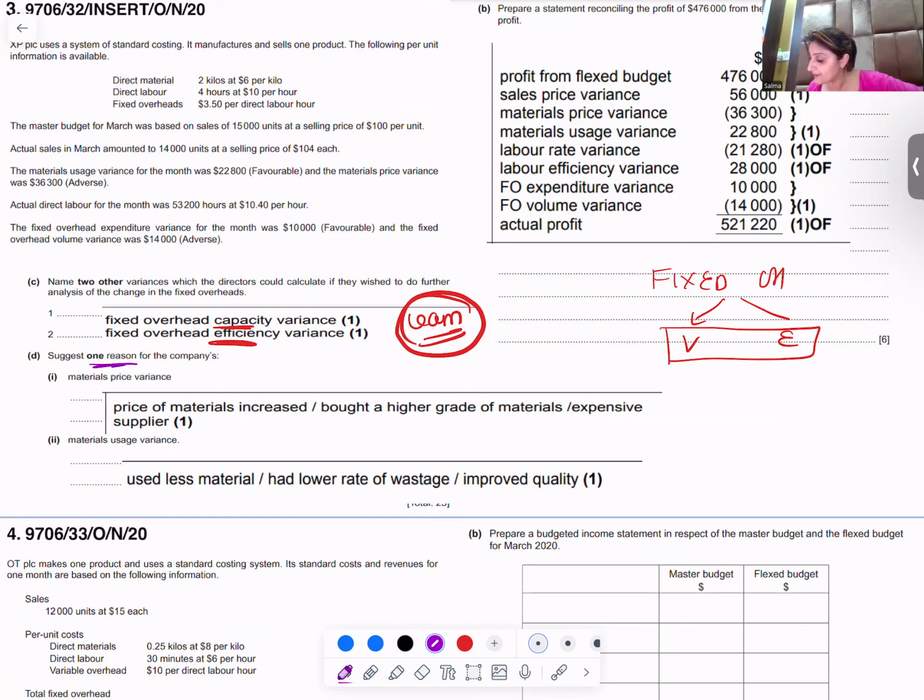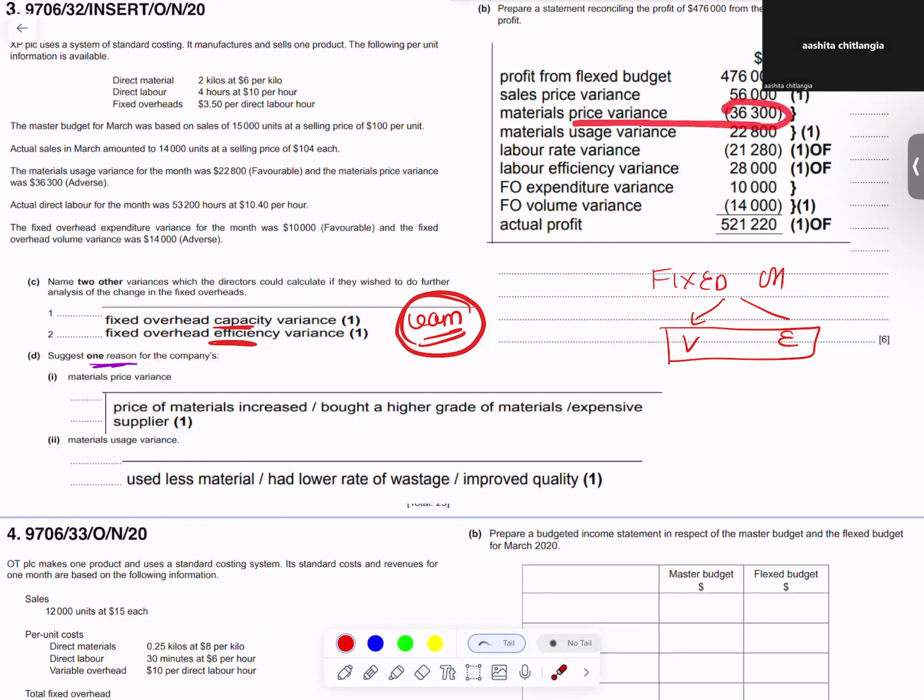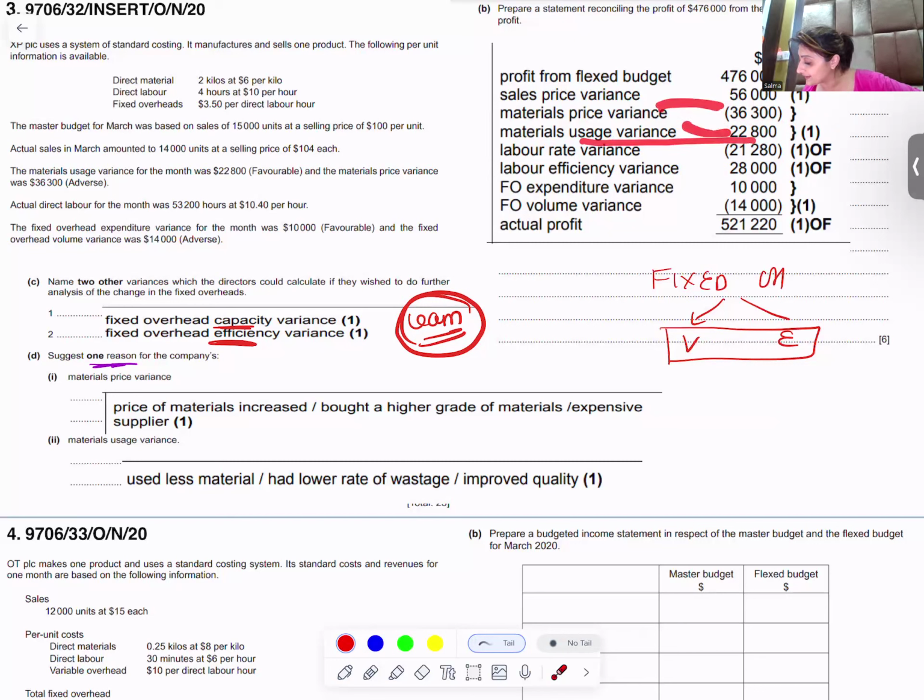Reason for material price variance. It is 36,300 and adverse. That means you have bought expensive material. But what is the benefit of buying this expensive material? Good quality. That is why the usage variance is positive. Because you paid extra for the materials, you have used less quantity. The price of the material has increased because higher quality material was used, or you have chosen an expensive supplier.